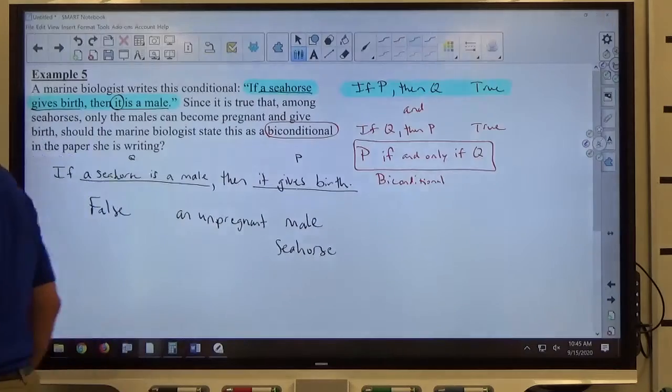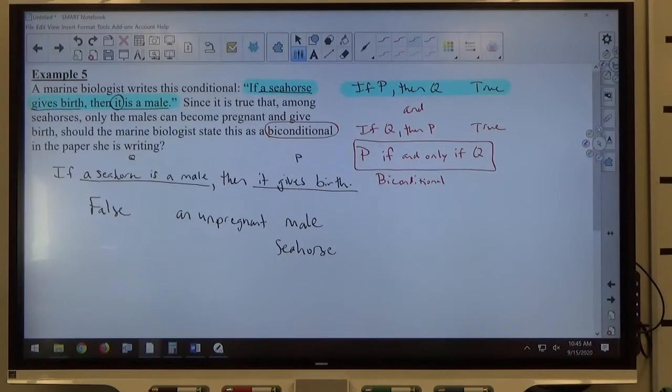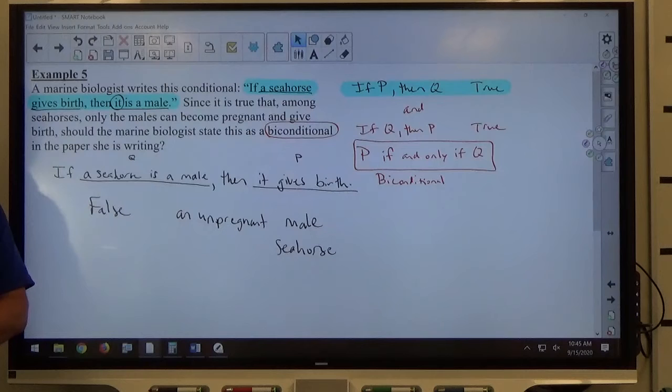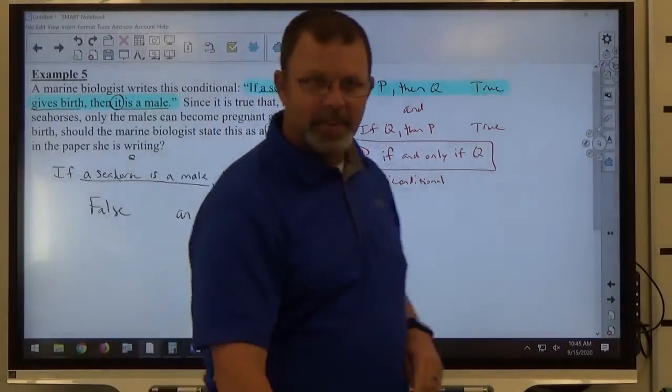Okay. So since the converse cannot be considered to be true, I would say that this is not able to be a biconditional statement. A seahorse gives birth if and only if it is male. Yeah, the original statement is absolutely true, but that statement doesn't have to be true. Therefore, the biconditional status does not take effect.